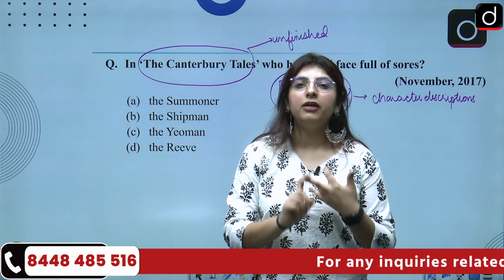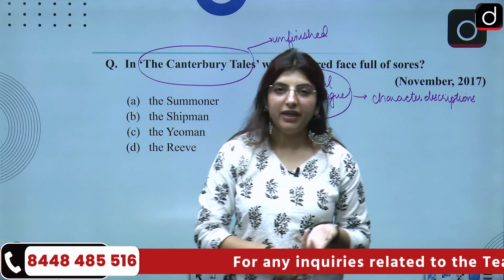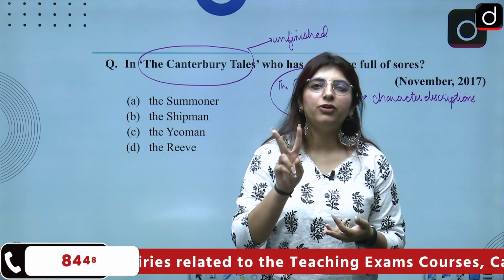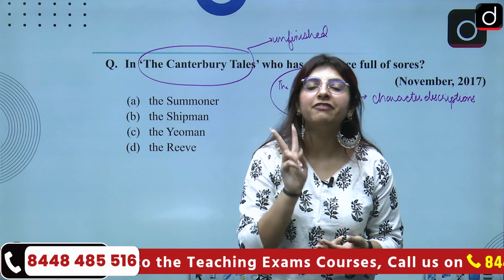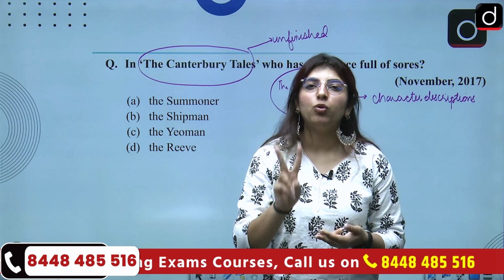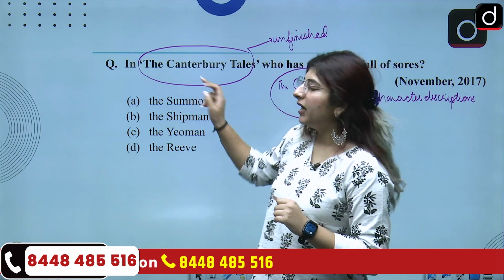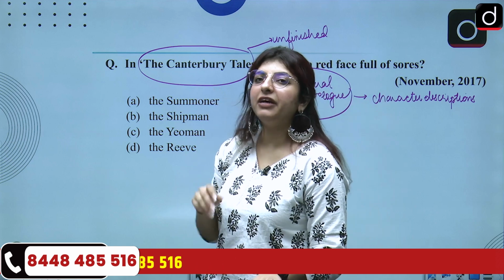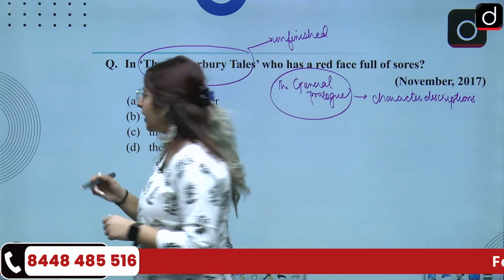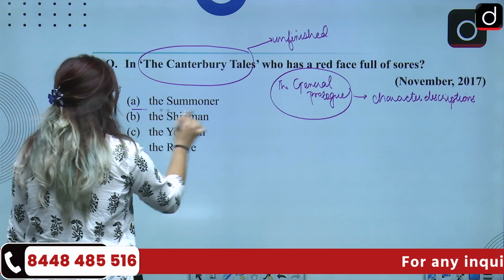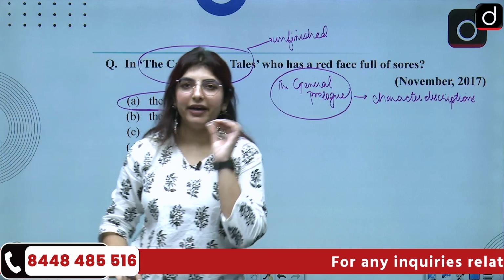The pardoner, parson, ploughman. Okay? If we talk about the parson or the ploughman, these are the only two characters who are having the Christian values totally shown there. Whatever I am saying, write it down a little at a time, okay? Now, it asks who is having a face full of sores. The right answer to this question is option A here. The summoner has a red face with sores.